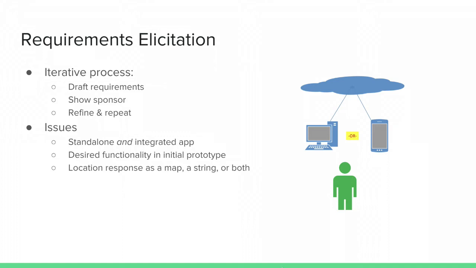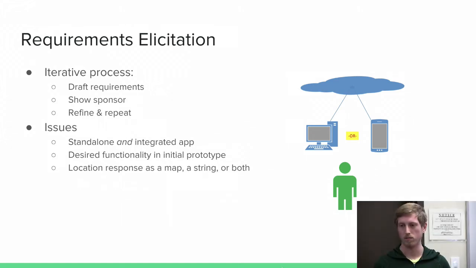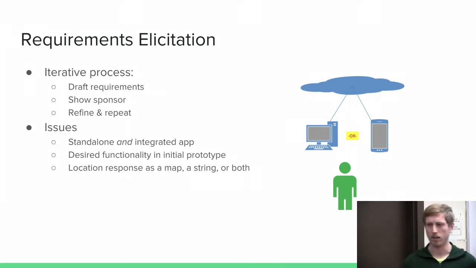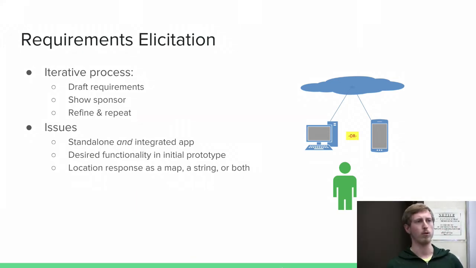Okay, so for requirements elicitation, again, we used an iterative process. Pretty much what we did is we went to the stakeholder and asked them, hey, does this look good? They gave us feedback, and we just rinsed and repeated until we figured out exactly what we needed. We had a few issues with requirements elicitation, though. Specifically, because we had a remote sponsor who wasn't in the office to talk to us or show things on a whiteboard, we had some miscommunication.